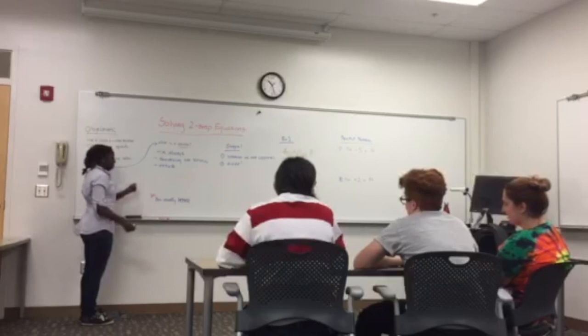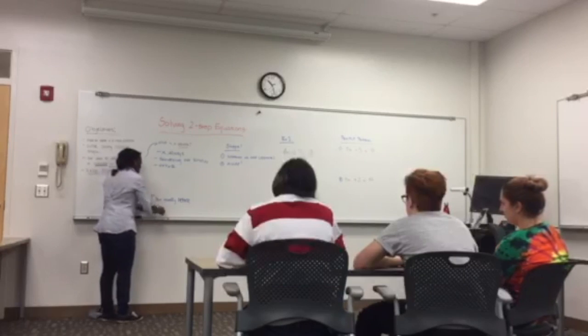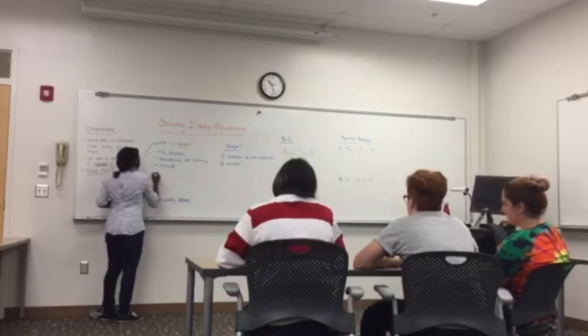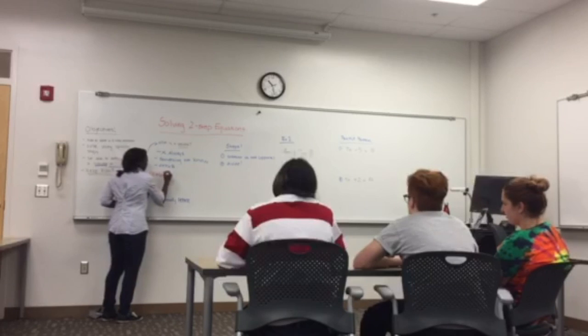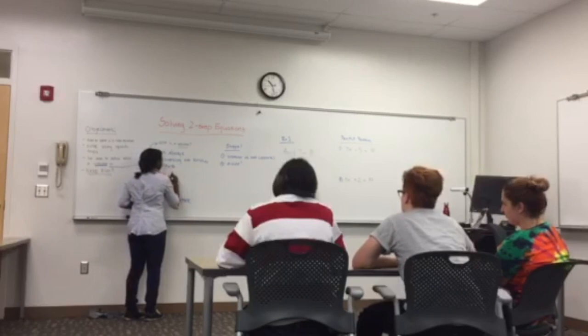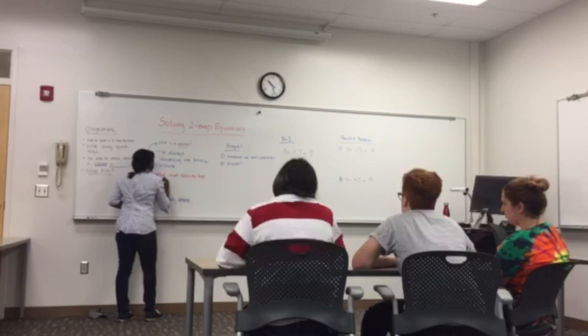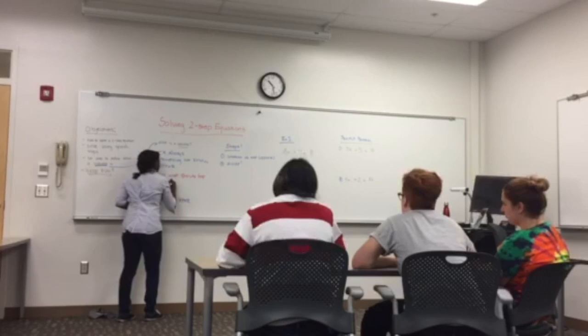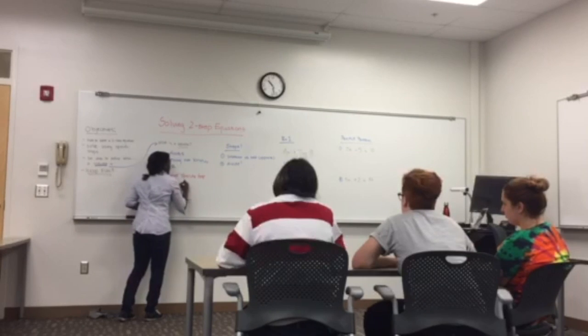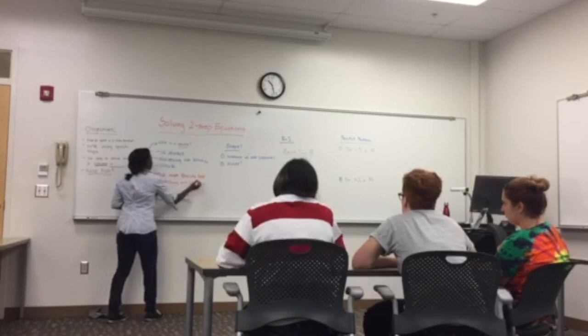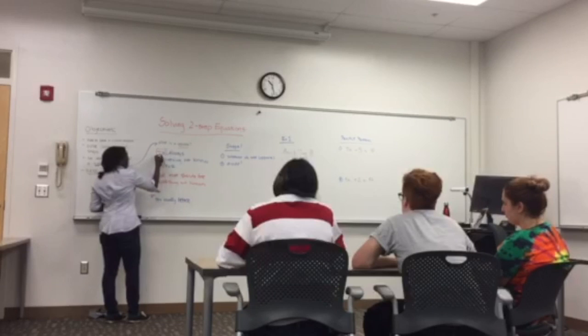Okay, so overall, a variable is a symbol that stands for something that we don't know. The symbol is usually X, like Kendall said.